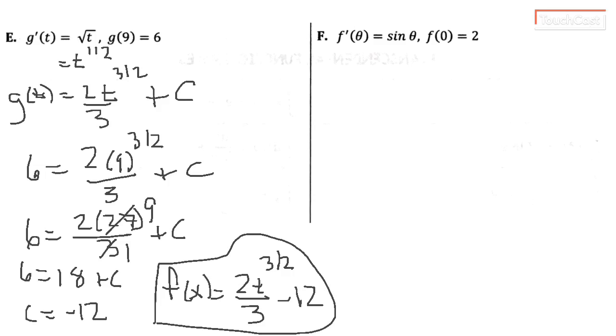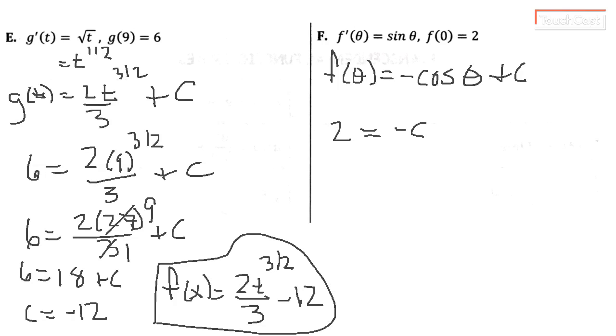So let's check out f. We've got the derivative is sine of theta when x is 0, y is 2. So when we're finding the antiderivative, I know that the derivative of cosine is negative sine, which means the antiderivative of sine is going to be negative cosine. So I'm going to have negative cosine theta plus c, and then I'm going to replace f with 2 and theta with 0. So 2 equals negative cosine at 0 plus c.